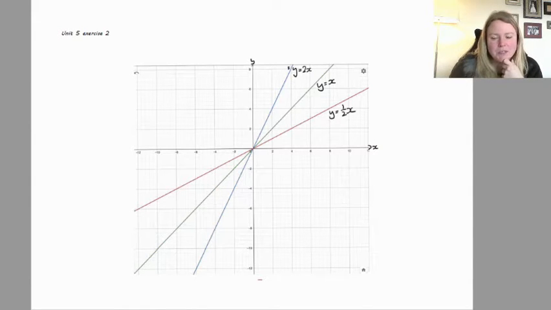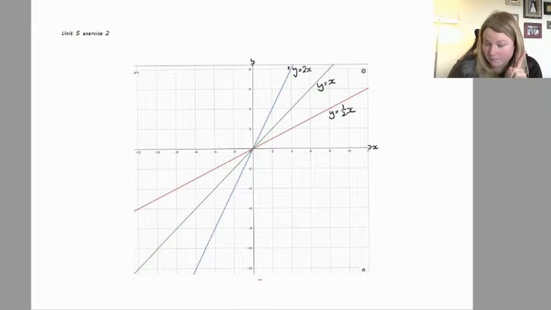Now, here's what I want you to see. Did you notice the relationship between the gradients that you were calculating and the equation of the line? So I'm going to look through these here. See the line there. I'm going to work from left to right the way they're labeled. So the line y equals 2x. Did you notice that the gradient of it was 2?